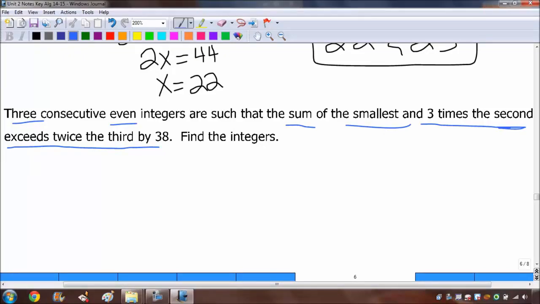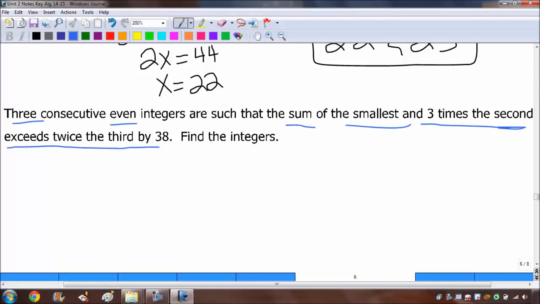So let's follow our steps for solving word problems. Number 1, underline key information, check. Number 2, identify what we want to figure out. We want to figure out what the integers are. Step 3, draw a picture. That's not going to be helpful this time, so we're going to skip that step. Step 4, write your let statements.